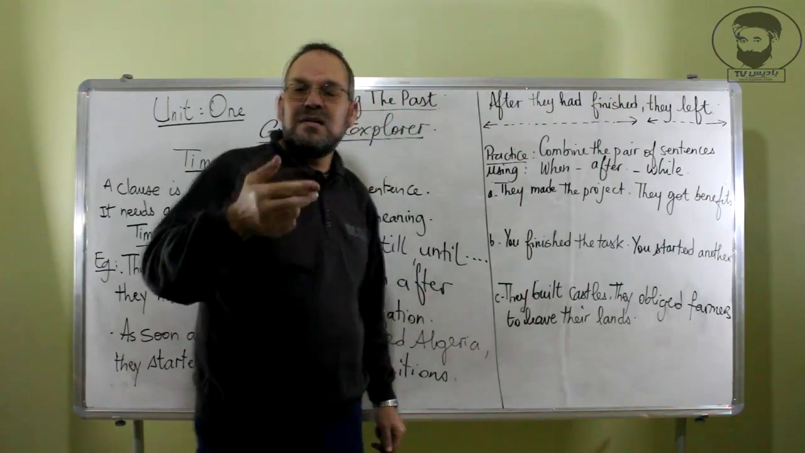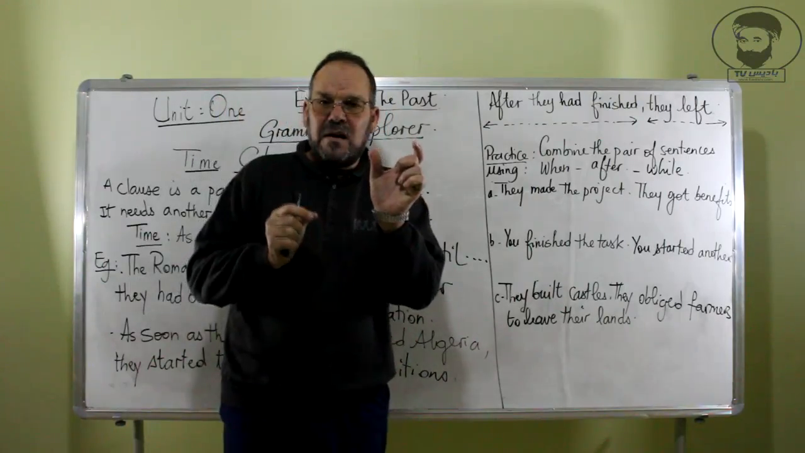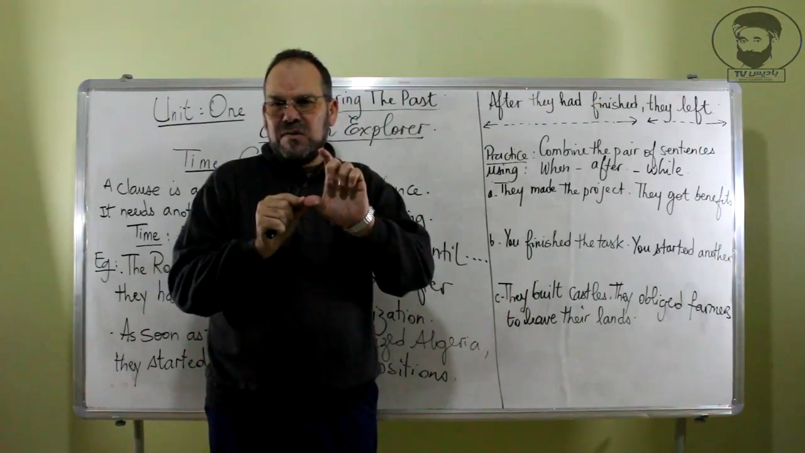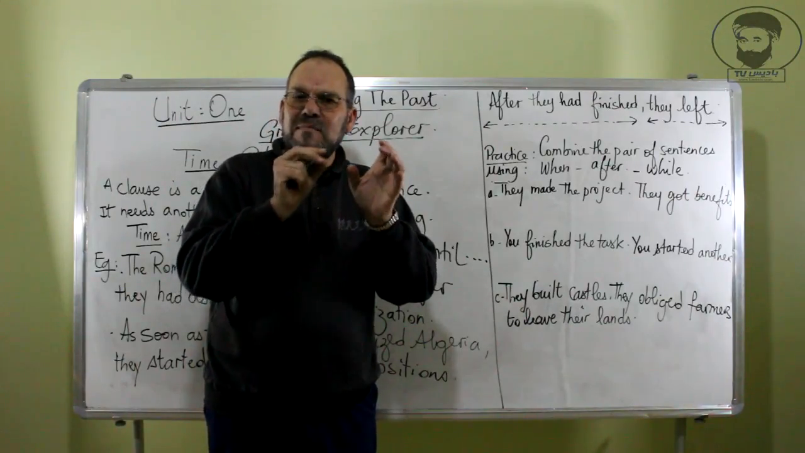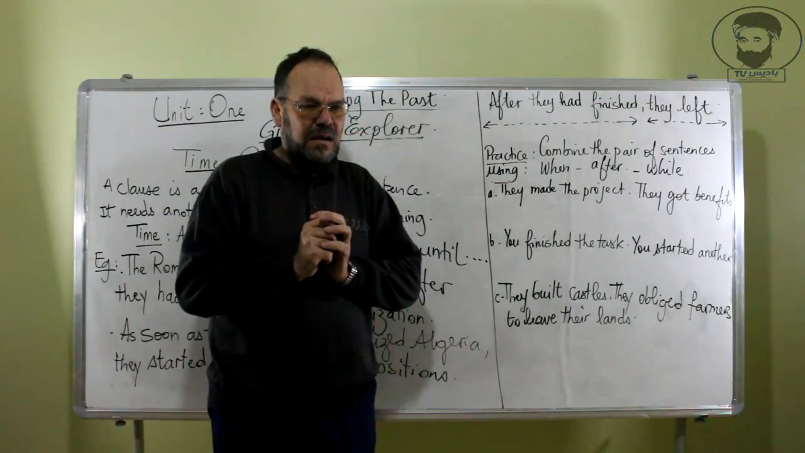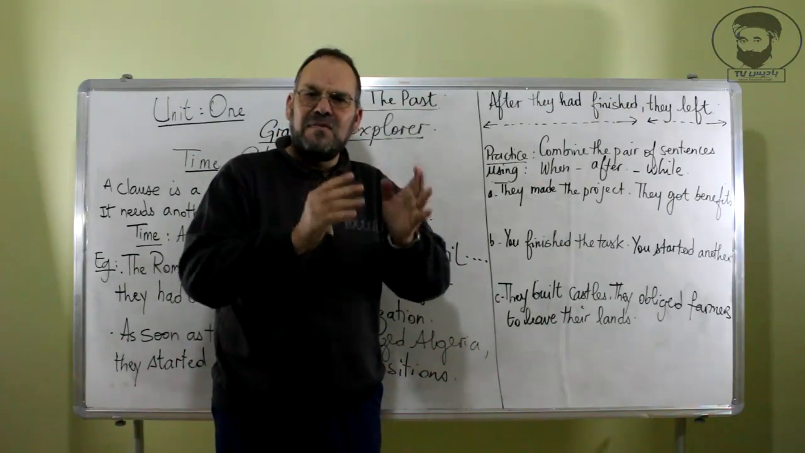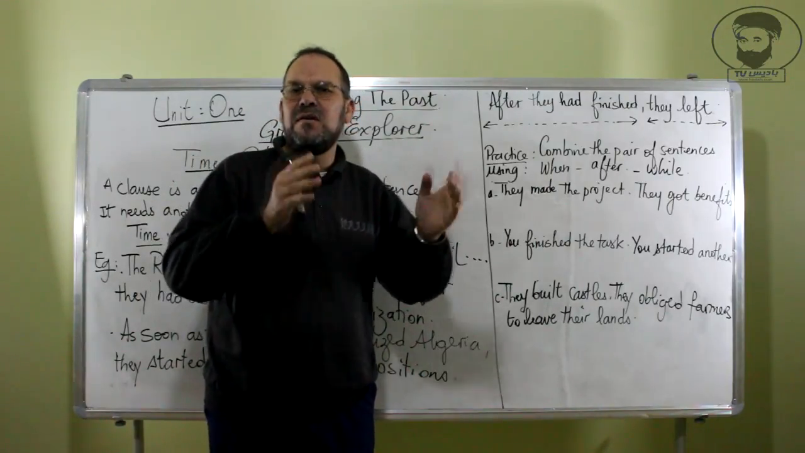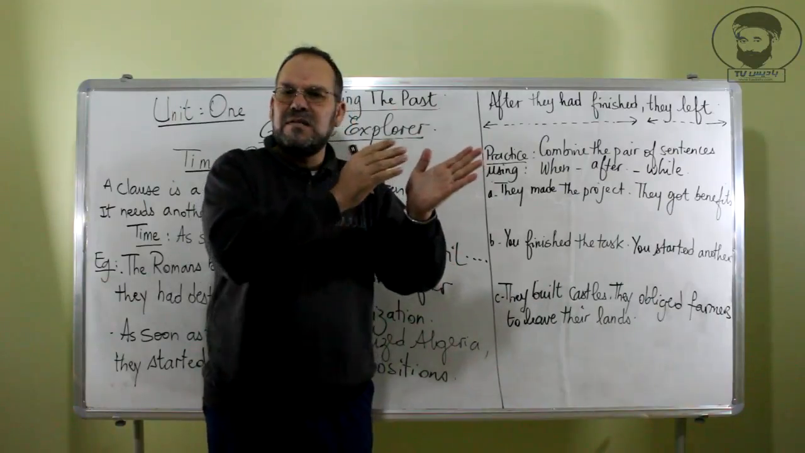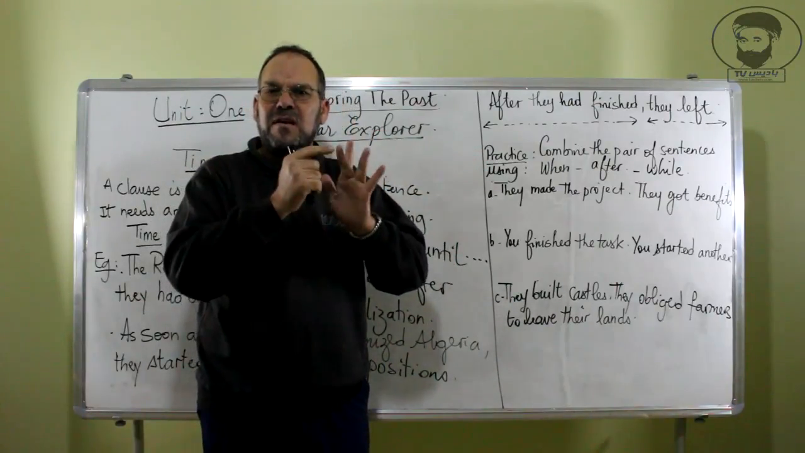Now, a phrase is something else. A phrase is made either of verbs or of nouns, and it does not have a meaning in itself. For example, a study of the ancient civilizations. This is called a noun phrase. Why? Because it's made up of nouns. Study of ancient civilizations.